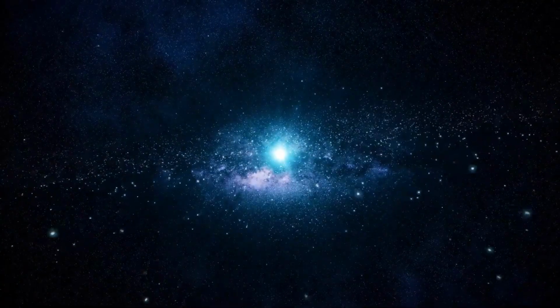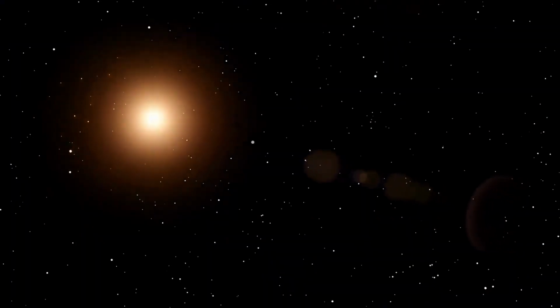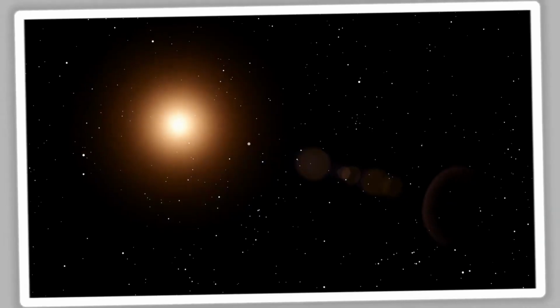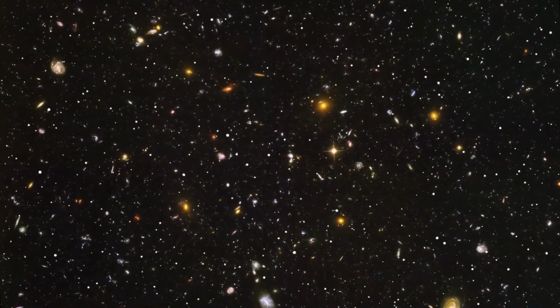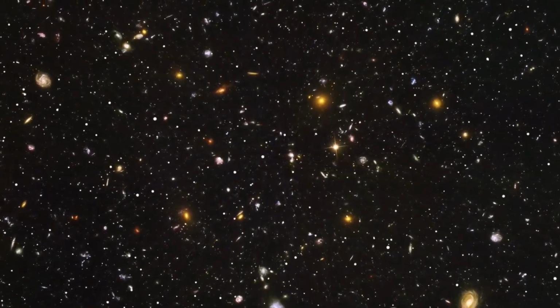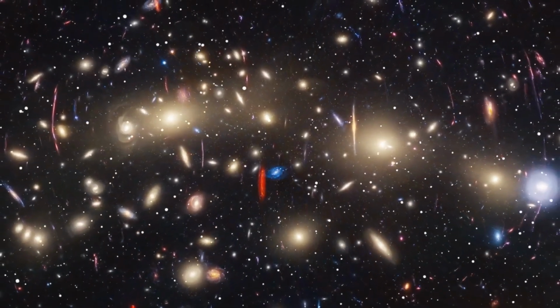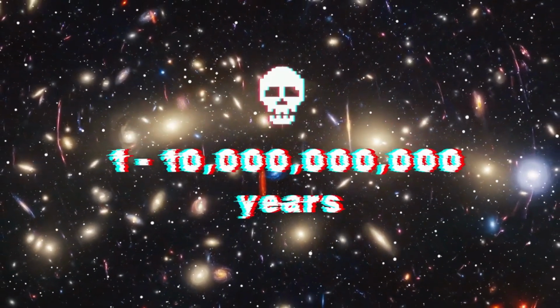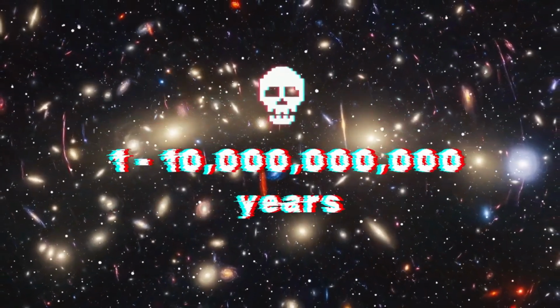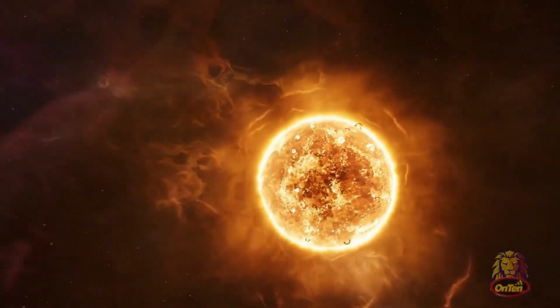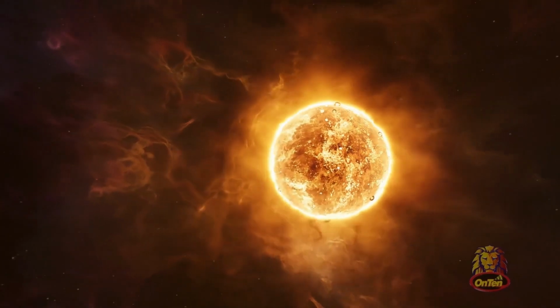But this still makes the Methuselah star the oldest studied star. There could be much older stars, but this is the only one we've discovered. The most interesting part about this star is that the average lifespan of a star in the universe is between 1 to 10 billion years. And right now, Methuselah is the only star that has passed 10 billion years old.